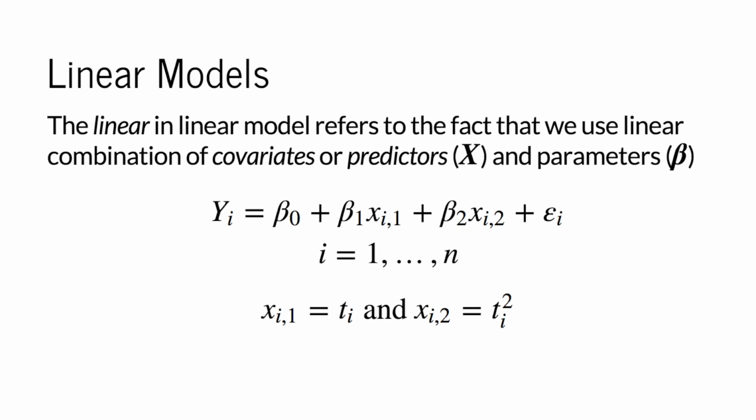Now, the reason we call this a linear model is because it can be written as a linear combination of covariates or predictors, which are represented with x's, and parameters, which are typically represented with Greek letters, beta being a very common choice. So this model can be written like this, as shown in this slide, where the x_i1's represent the t_i's and x_i2 represent the t_i squared. You can see it's the same mathematical formula that was shown earlier.